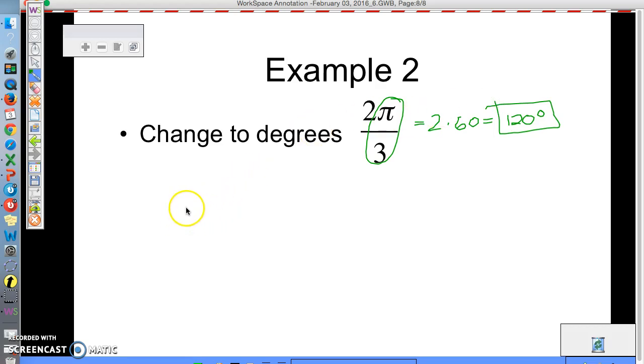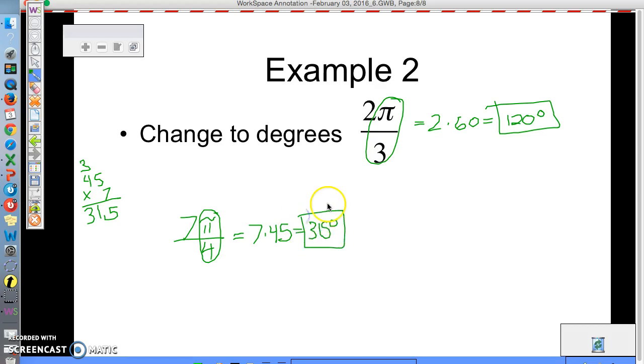Let's say we had 7 pi over 4. Well, we know this is 45, so this is 7 times 45. Let's see, 45, I gotta write it this way, 5, carry the 3, 28, 29, 30, 315. So this is 315 degrees.